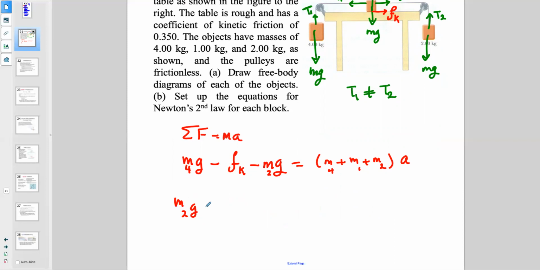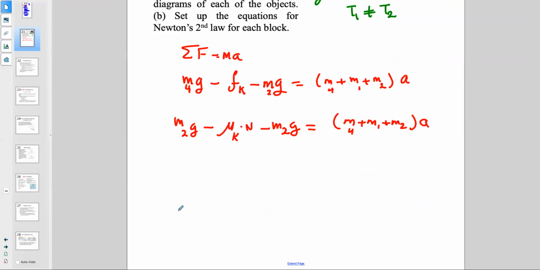m2g. Let's actually play with it a little bit more. F of k is mu k dot n minus m2g equals m4 plus m1 plus m2 times a. And we know what n is, right? All the forces along the y direction will cancel out. That's the rule. So n is m1g, right? So I can just use that and put this guy right there, okay?